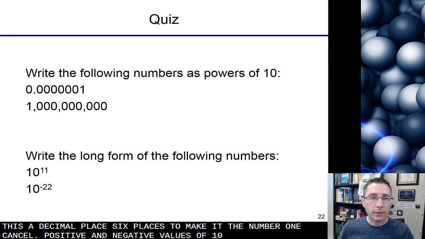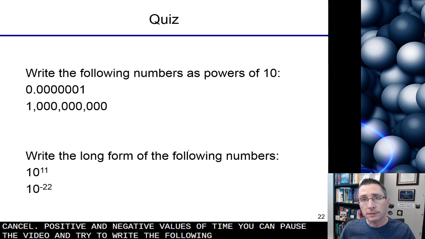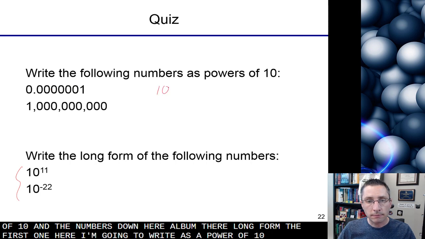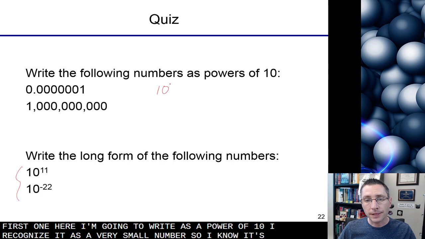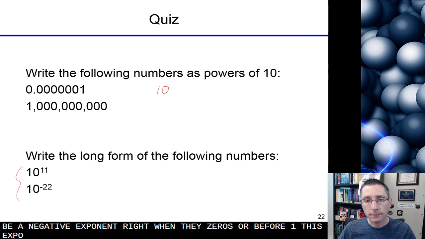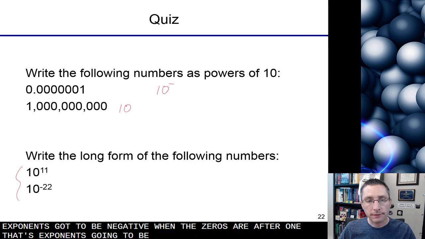Let's take a moment here. You can pause the video and try to write the following numbers as powers of 10, and the numbers down here out in their long form. The first one here, I'm going to write as a power of 10. I recognize it as a very small number, so I know it's going to be a negative exponent, right? When the zeros are before 1, this exponent's going to be negative. When the zeros are after 1, this exponent's going to be positive.